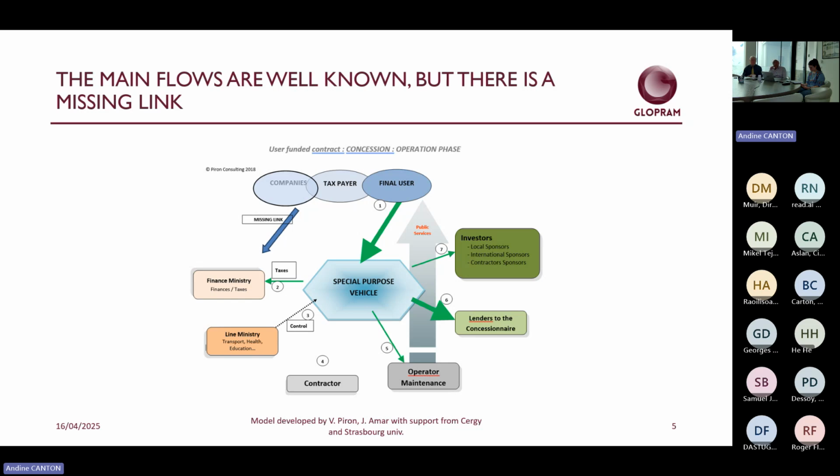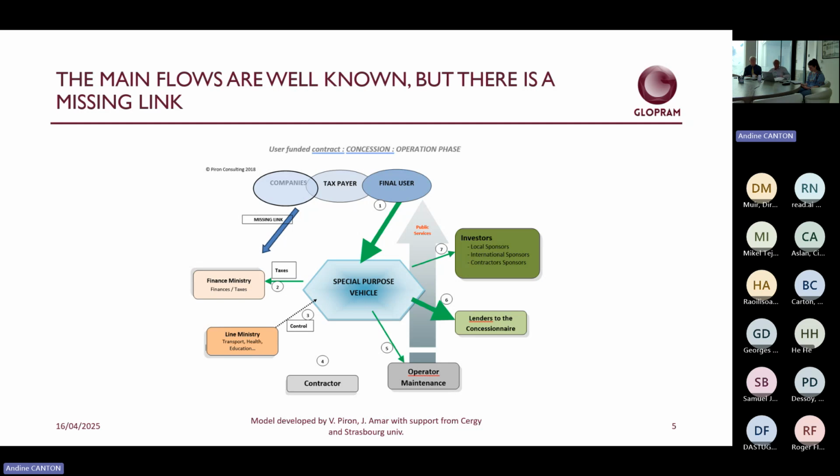But with the money, what does the SPV do? The SPV pays taxes to the finance ministry, pays the operator to run the business, repays the lenders. Usually lenders like to be repaid. And lastly, the investor, local sponsor or international sponsor, if there is enough cash flow in the business. You know this absolutely by heart. There have been tons of documentation and contracts on that.